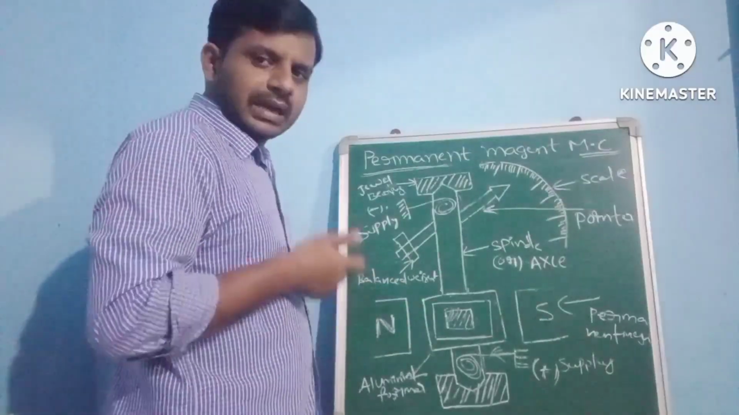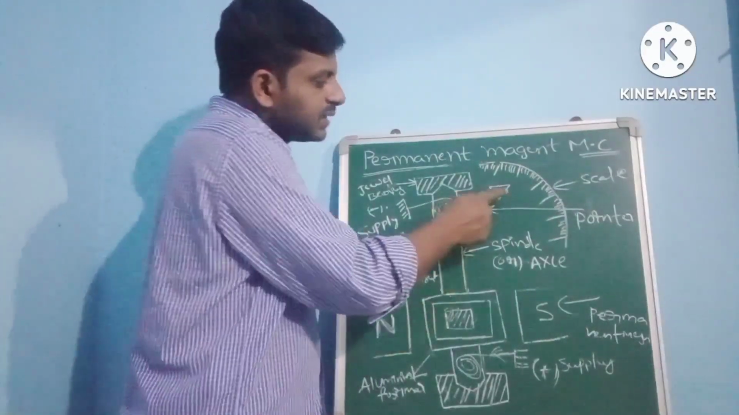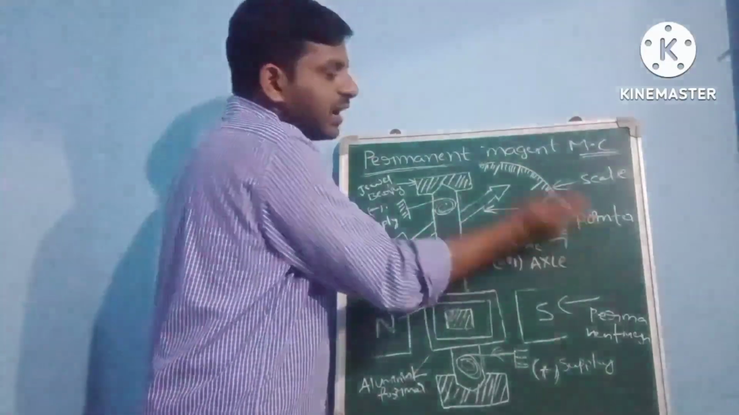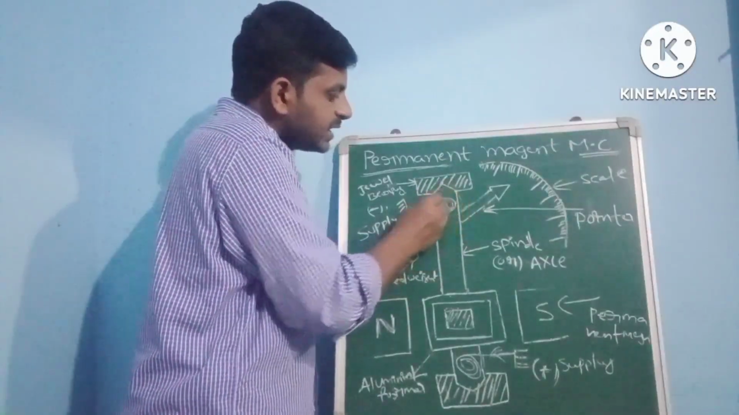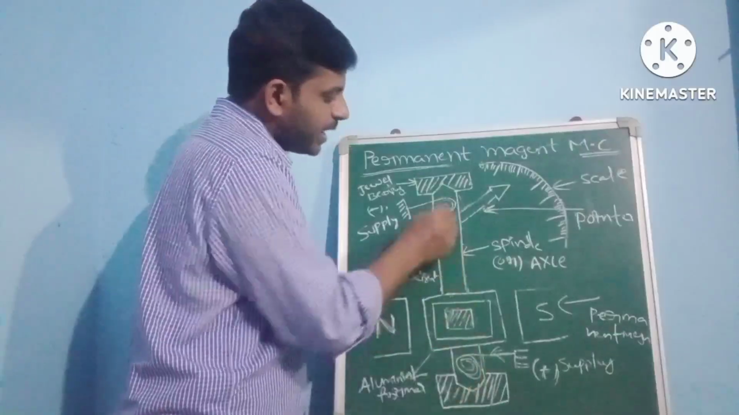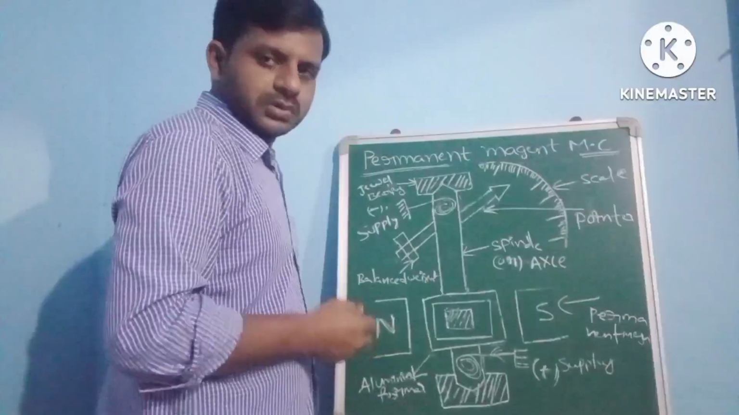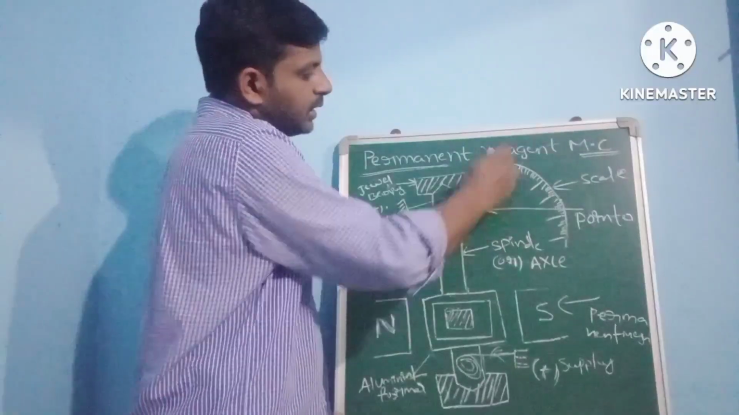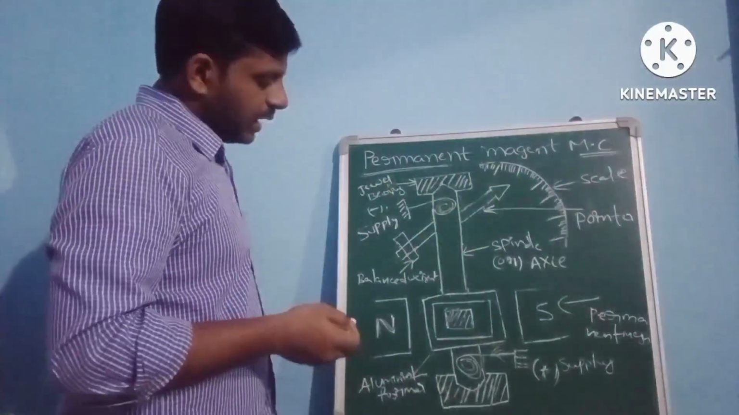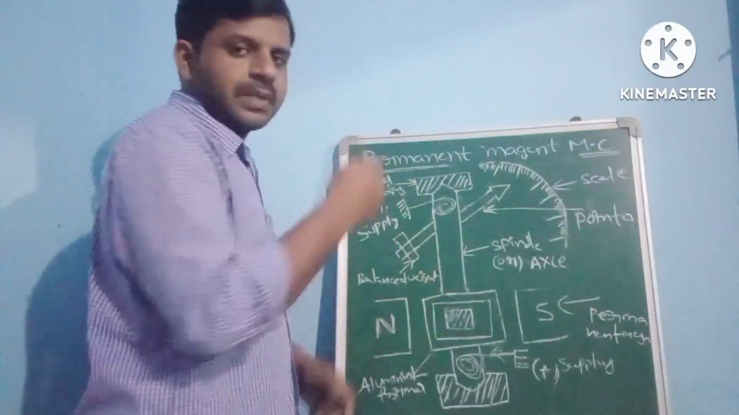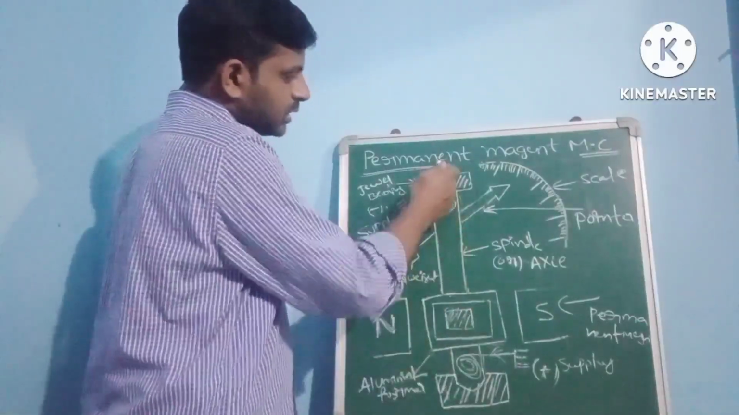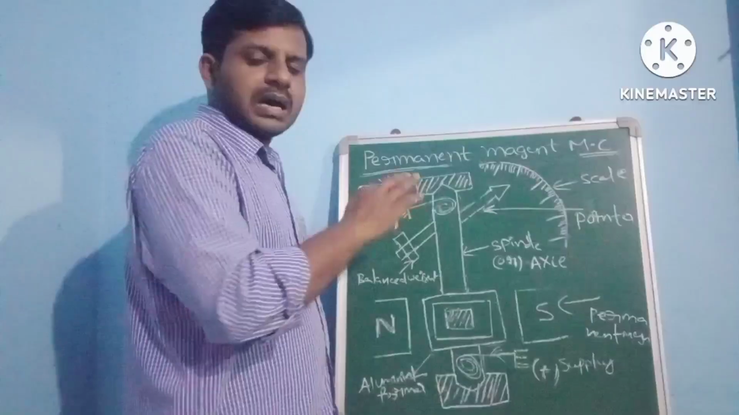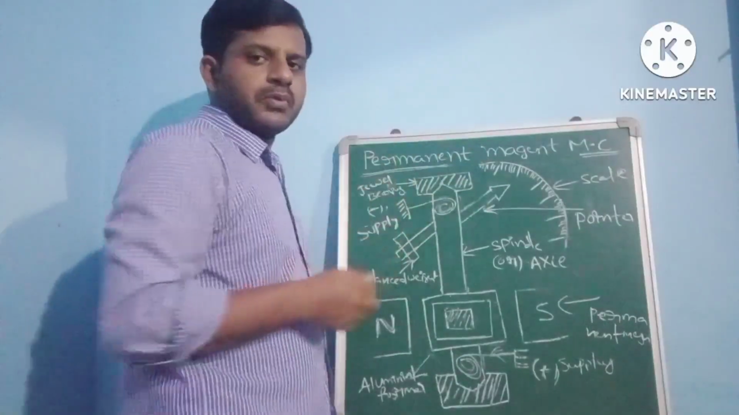Coming to the controlling torque: whenever the pointer moves from the initial position to the final position, it is fed back with the help of this phosphor bronze spring system. That is the construction point of view. This is the spindle, this is the pointer, this is the uniform scale, those are the permanent magnets, and those two are the jewel bearings. This is the overall construction of the permanent magnet moving coil.